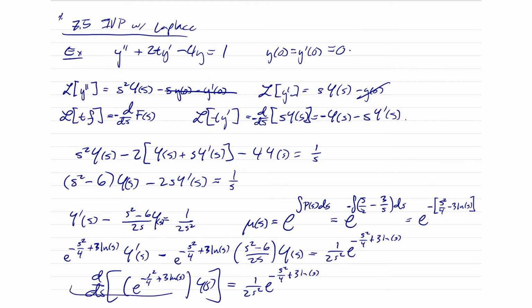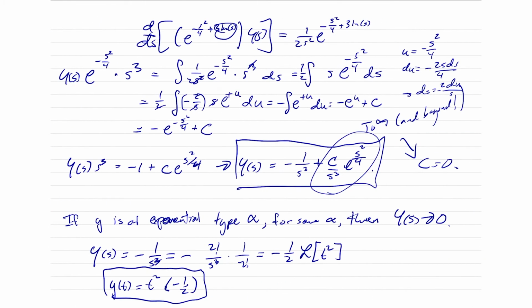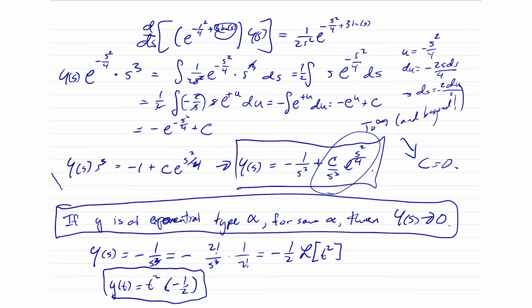Once we multiplied that through, we got this term here, and then we continued to work over here, and we integrated just using u-substitution. I might have taken a little too long to do that u-substitution, and ultimately it gave us this here. We ended up having some constant though, and we didn't know what to do with it. So I used this notion, which we'll go over more in a second, that if y is of exponential type alpha for some alpha, then Y of s has to go to 0. So that told us this is definitely not going to 0 if c is not 0. So that tells us that c must have been 0.